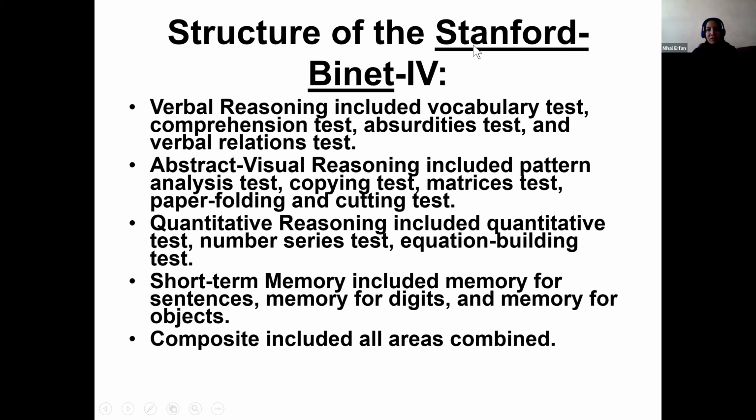Okay. Now the Stanford Binet, so it says here 4, but there's a 5 now. So that's another test of intelligence. And it looks at certain domains. So it looks at verbal reasoning, which includes vocabulary, comprehension, absurdities, and verbal relations. Does anyone know what absurdities means?